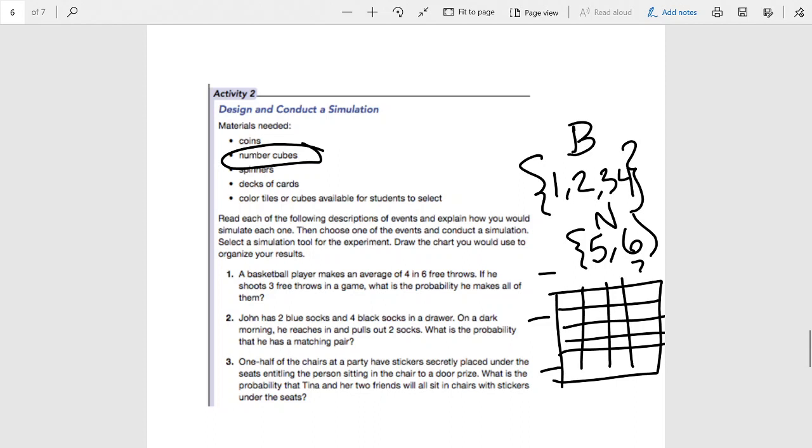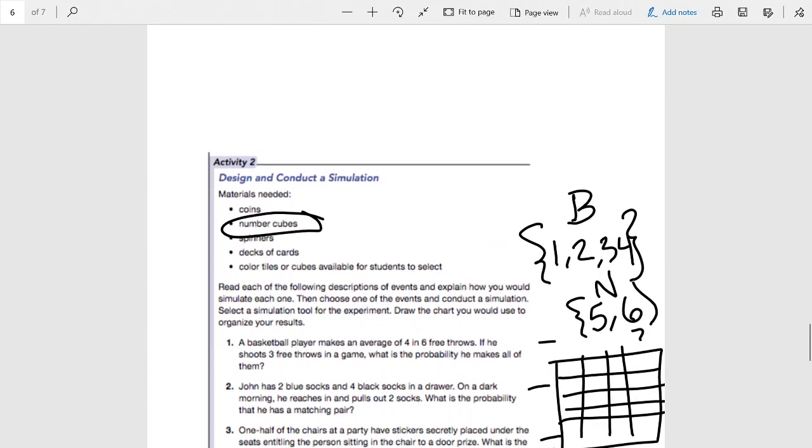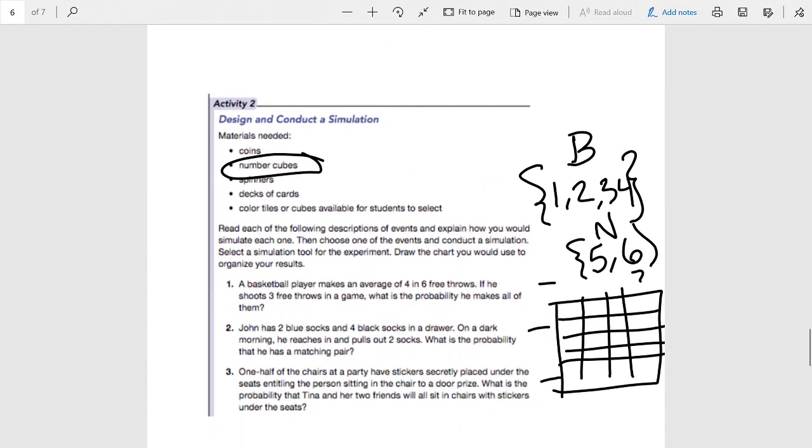So similar to that, for 2 and 3, go ahead and figure out what you would do for that simulation, what probability material you would use, and go ahead and try the experiment, okay? So that's kind of the general idea of this investigation, taking things that are hard to do in real life and conducting a simulation rather than actually doing the experiment in real life.